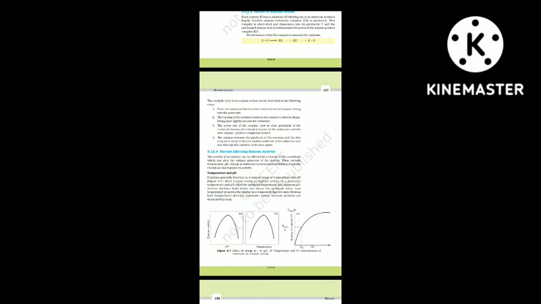9.12.4 Factors affecting enzyme activity. The activity of an enzyme can be affected by a change in the conditions which can alter the tertiary structure of the protein. These include temperature, pH, change in substrate concentration or binding of specific chemicals that regulate its activity. Temperature and pH: enzymes generally function in a narrow range of temperature and pH, figure 9.7.